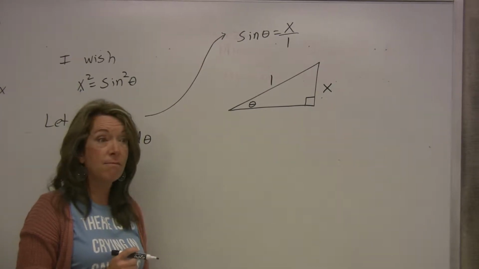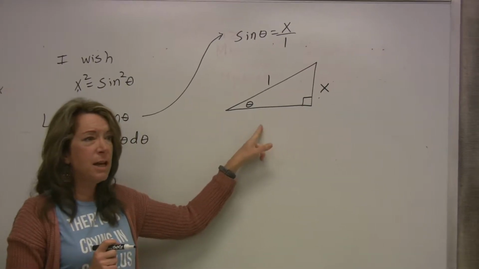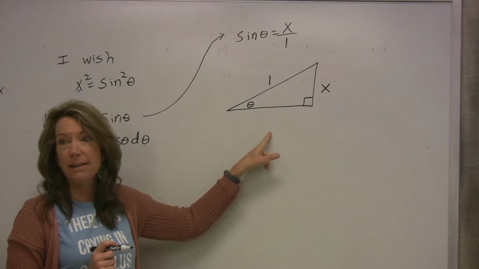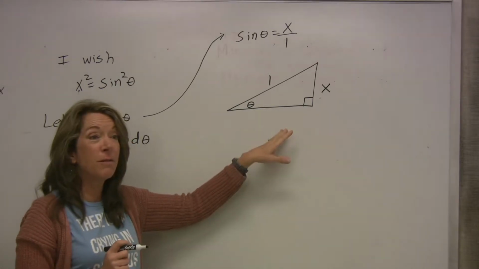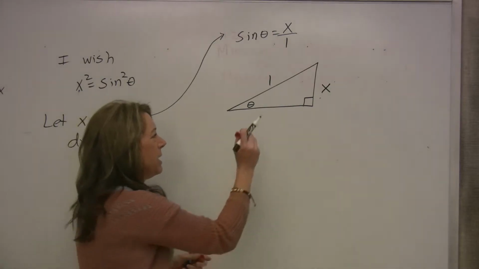So far so good? Can we find this side? An expression for this side? Hopefully. 1 minus x squared. You're close. Almost 1 minus x squared. Square root of it. There you go. I'm going to call it b just for the moment.